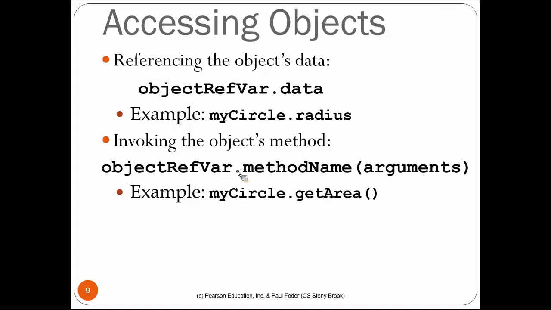We can also invoke methods with the same notation, the period notation. Like for instance, myCircle.getArea calls the method getArea of the object myCircle. It uses the radius of this specific myCircle.